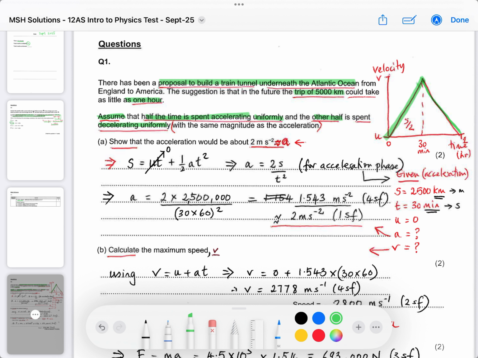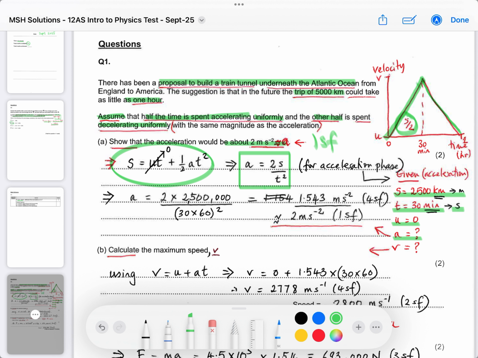Okay, so half the distance is during acceleration, so that'd be 2,500 kilometers. You've got to change it into meters. We know that half the trip will be 30 minutes. You've got to change it into seconds. We know the initial velocity was u, and all we've got to do is work out a. So we want s, t, u, and a. So that will be s equals ut plus half at squared, because they want us to show that the acceleration is about 2 meters per second squared to one significant figure. So that's one significant figure.